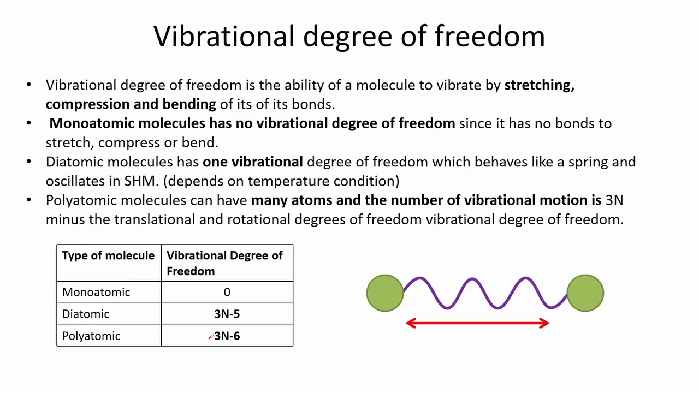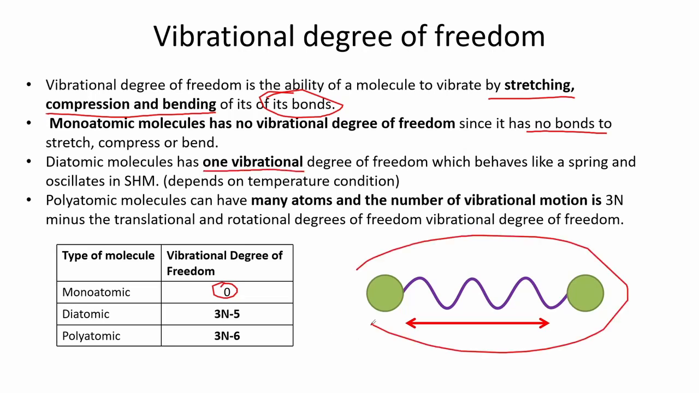Vibrational degree of freedom is the ability of a molecule to vibrate by stretching, compression, and bending of its bonds. Monoatomic molecules have no vibrational degree of freedom since they have no bonds to stretch, compress or bend. Diatomic molecules have 1 vibrational degree of freedom, which behaves like a spring and oscillates in simple harmonic motion. This vibrational motion of the diatomic is dependent on the temperature. When the temperature is low enough, the contribution of this motion is negligible. Polyatomic molecules can have many atoms and the number of vibrational motions is given as 3n minus the translational and rotational degrees of freedom.